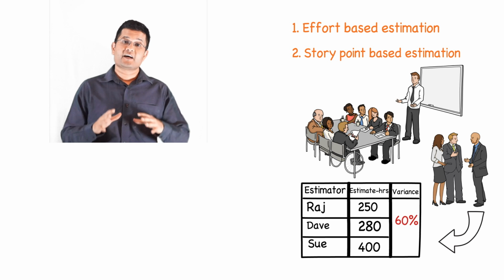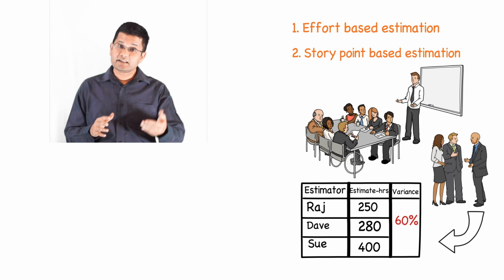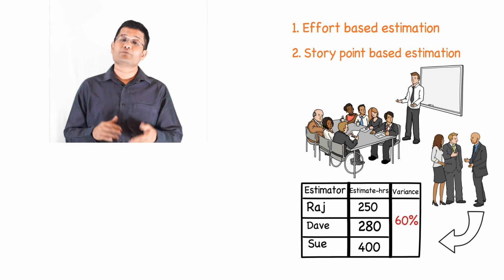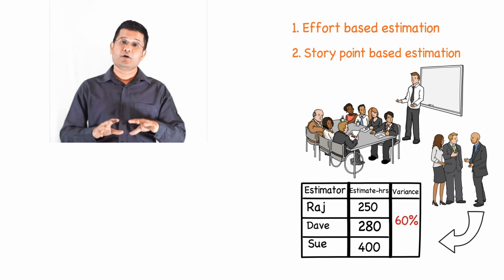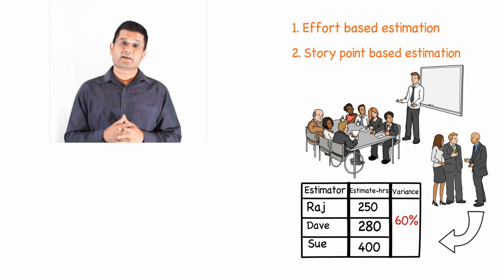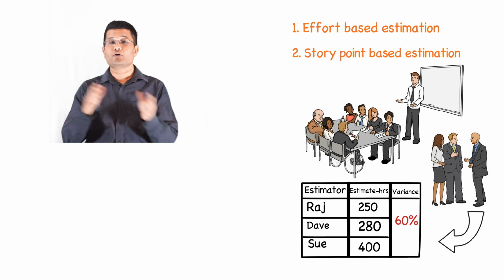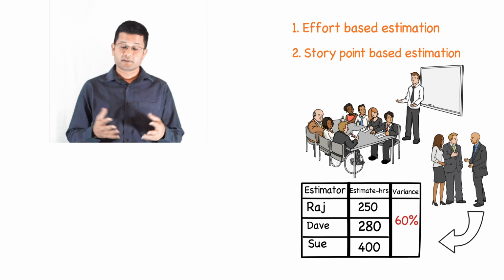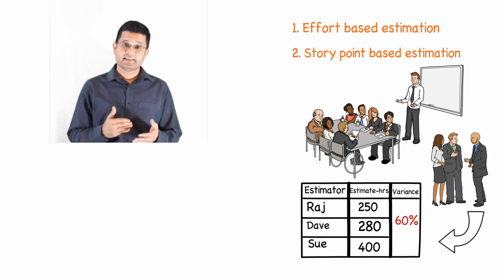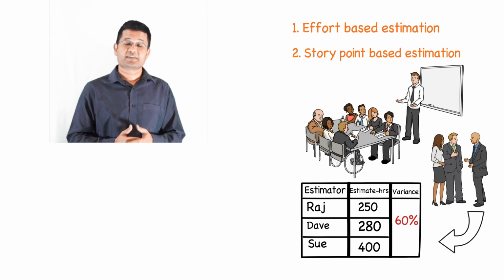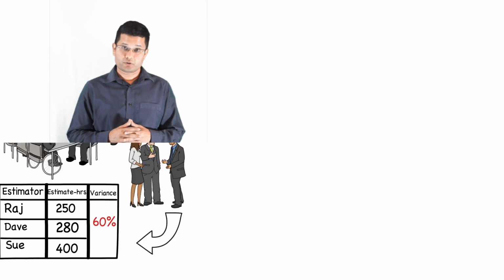If the variance among the team members is again greater than 20%, then they would repeat the exercise. If the variance is less than 20%, then the team would take the average of the effort that is required and go ahead with the next. The team does the same exercise for the next backlog items and so on till they complete all the backlog items that have been given by the product owner.